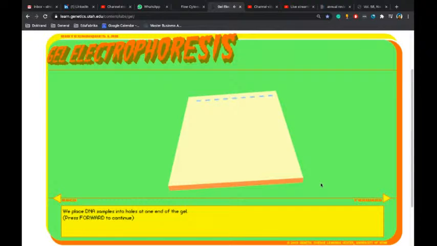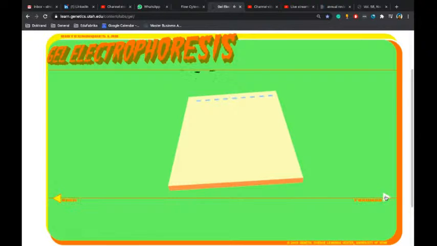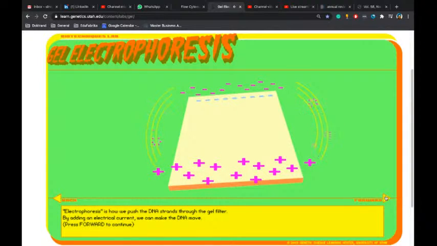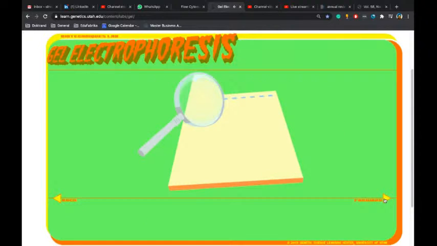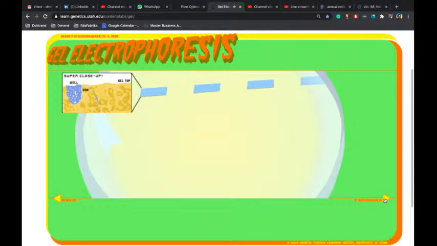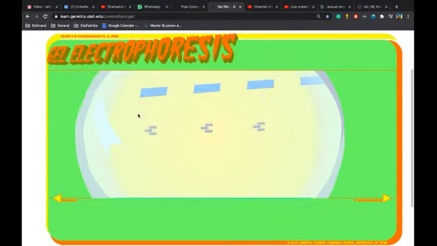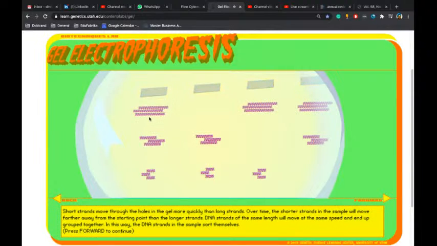and we place the DNA sample into holes at one end of the gel. Electrophoresis is done, and the current moves from negative to positive, and your DNA will move from negative to positive because of the phosphate group, because DNA is negatively charged. So your DNA moves through the sieve like this. Shorter fragments will move faster, medium will be in the middle, and longer will be at the top.